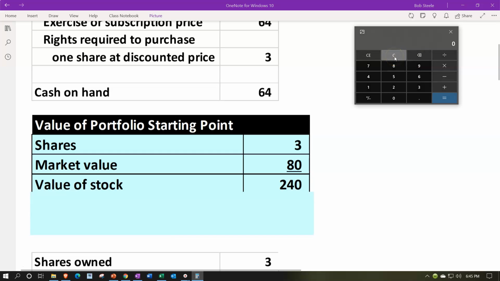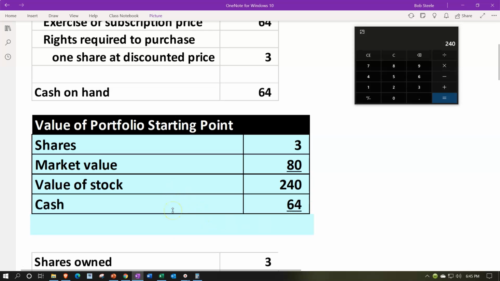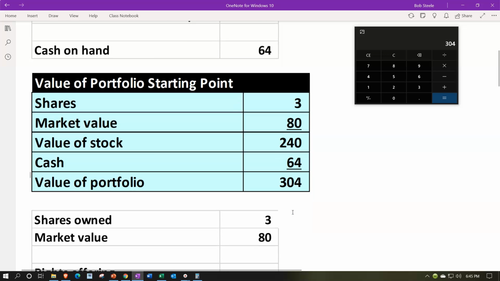Let's plug it in the calculator just for the fun of it. 80 times 3. There's the 240. And then we're going to say the cash is going to be the 64. So we're going to add the cash to it, plus 64. We got the total assets of 304 in our nice simple little portfolio here.